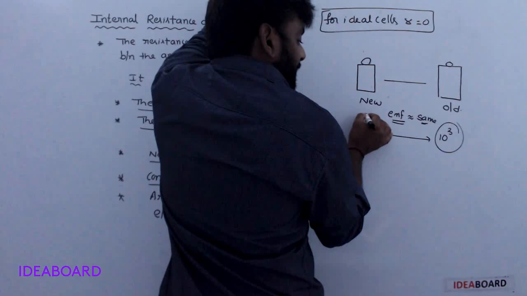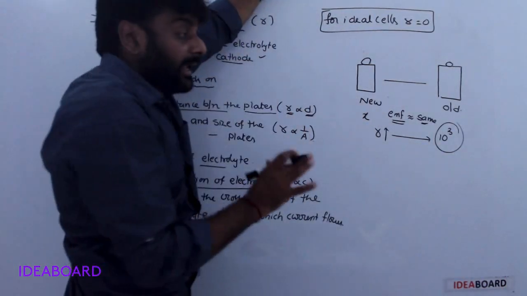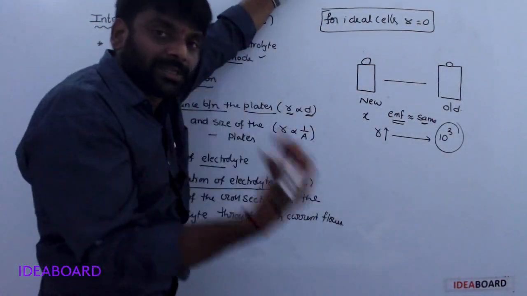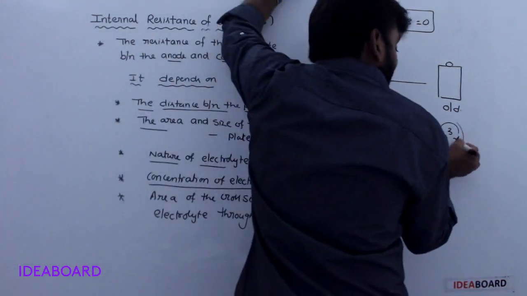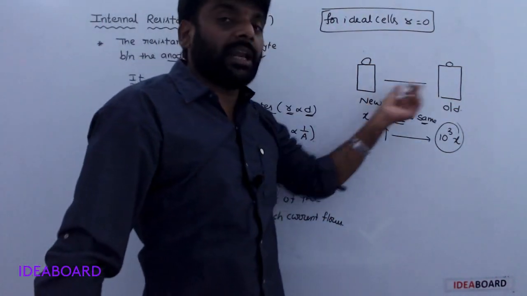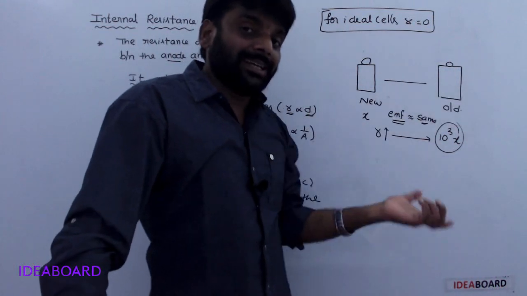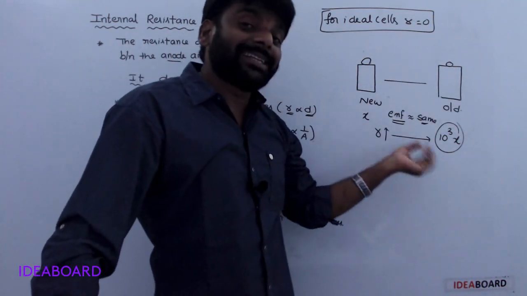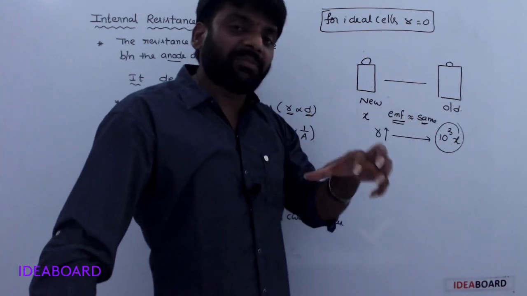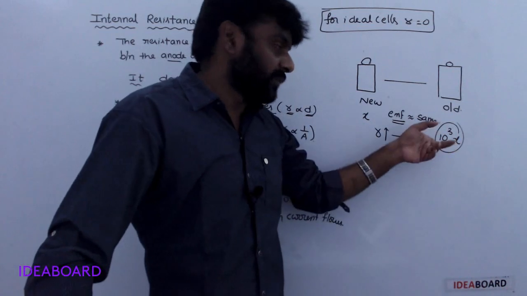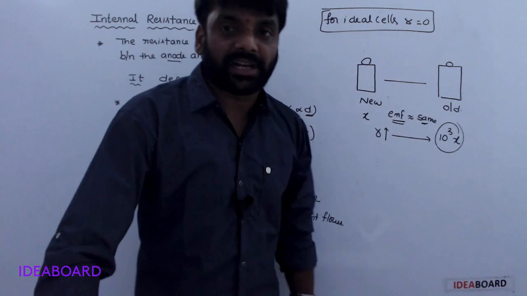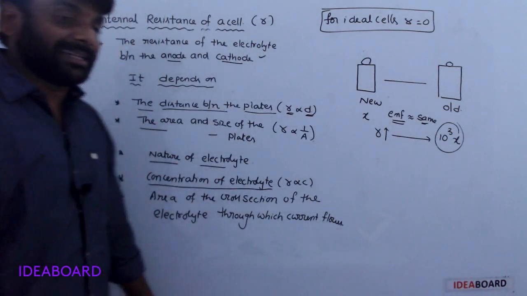For example, its value is x initially. After using it so many times, it increases up to 1,000 times. So new torch cell and old torch cell, which one differs? Internal resistance increases more. The decrease in EMF is very small compared to this. Both have almost the same EMF, but the change is only in internal resistance.